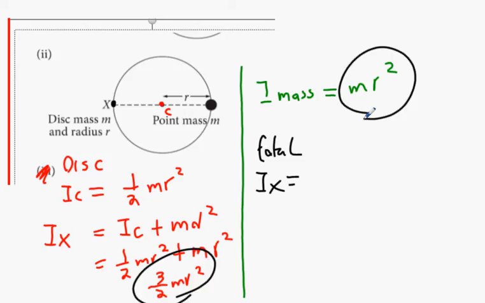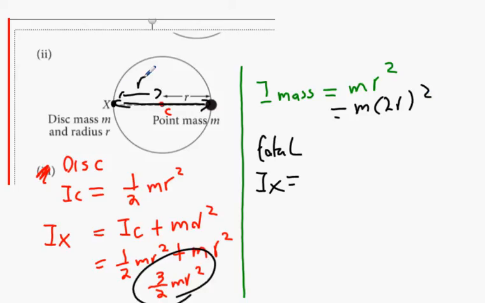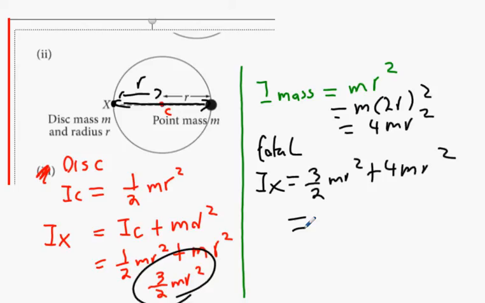mistake there. It's not r away, it's 2r away. It's from here to here. So it's a distance 2r away, not a distance r away. So be careful. So that's 4 mr squared. So it's 3 over 2 mr squared plus 4 mr squared. And what we're going to get there is 11 over 2 mr squared. Happy enough with that?